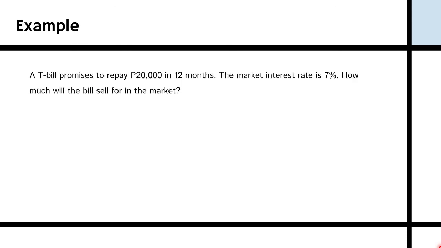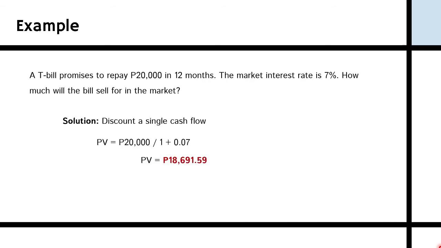A T-bill promises to repay 20,000 pesos in 12 months. The market interest rate is 7%. How much will the bill sell for in the market? So we need to find how much the bill will sell for in the market. Ang hinahanap natin dito ay ang present value. Alam naman natin kung paano kunin ang PV, so PV is equal to 20K divided by 1 plus yung interest rate natin na 7%, and imumultiply natin siya sa exponent na 1 kasi isang taon lang naman nila babayaran yung loan, and our present value would be 18,691.59. So that was the pure discount loan.